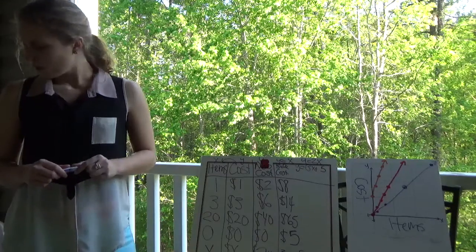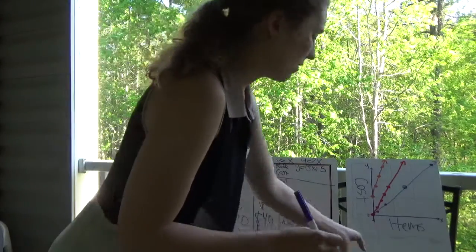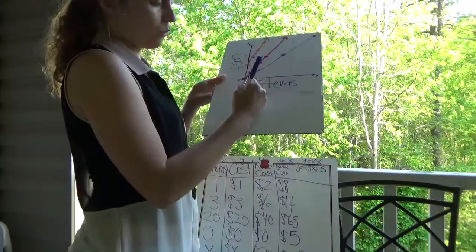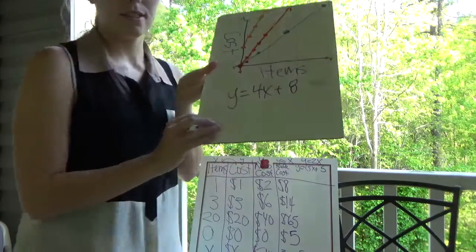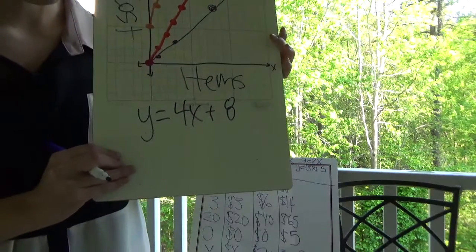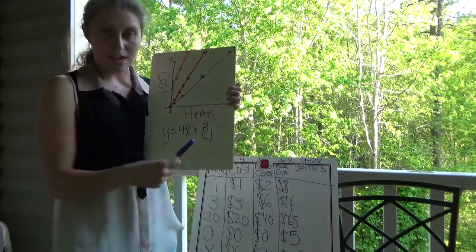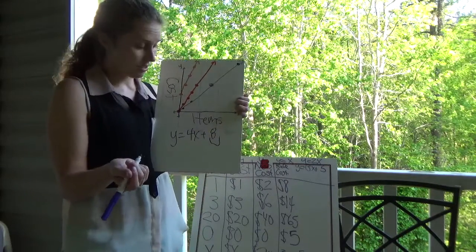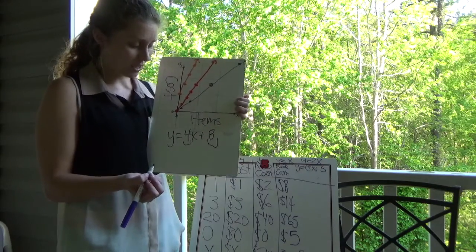So let's try this on for size. What if we started with the equation and we had Y equals 4X plus 8? Well, yeah, we got our 8 is our ticket price, so that's how much it's going to cost for us to get into the sale. And our 4 is going to be how much money is per item.